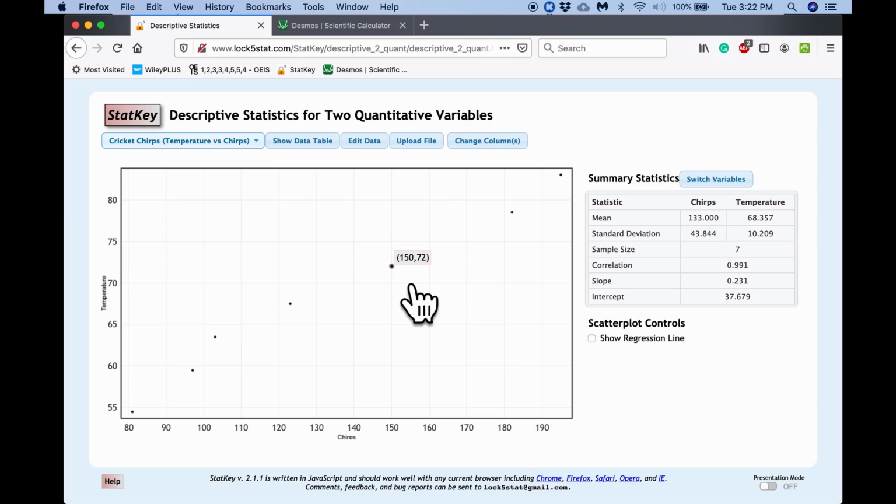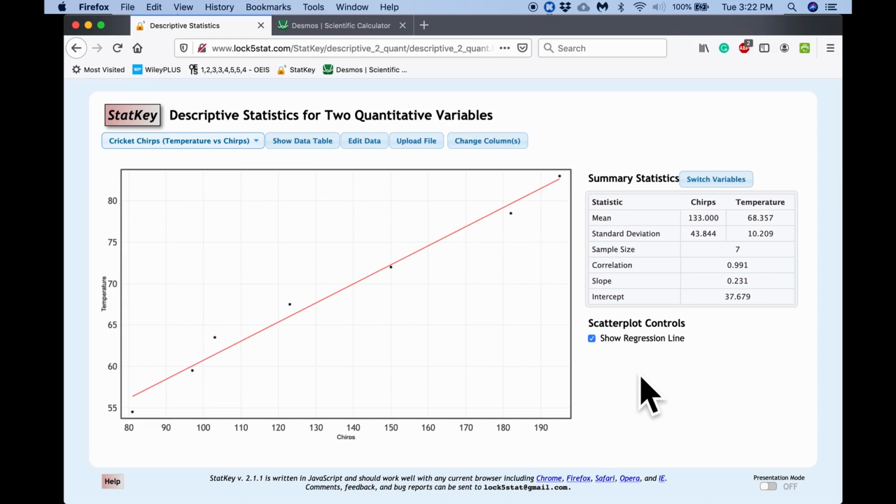So each of these points in the scatter plot is pairing a beats per minute chirp rate and the ambient temperature. Okay, what I want to show you though, and this is new, is there's this box here that we can check. If we check this box, StatKey will show us the line that best fits that data. This is the so-called regression line. And if we want to know the equation of that regression line, we can go to the summary statistics and read off the slope and the intercept right here. So that red line that we're seeing has an intercept of 37.679, and it has a slope of 0.231.